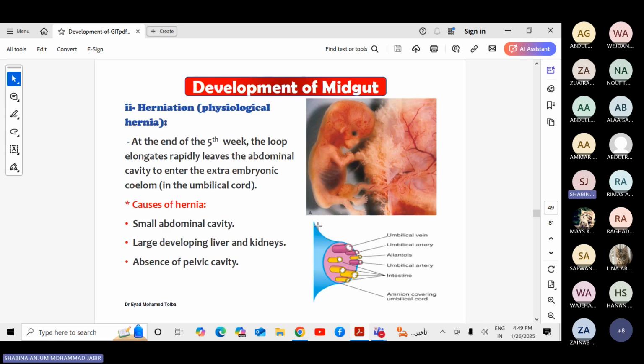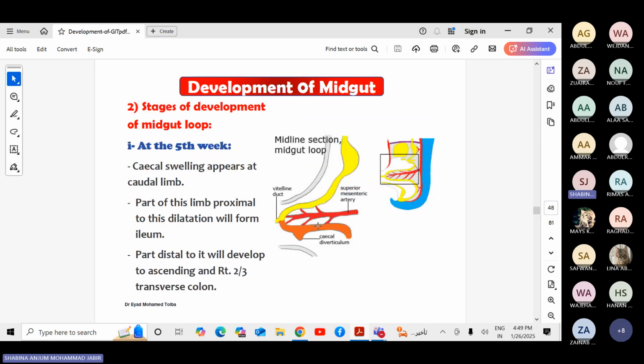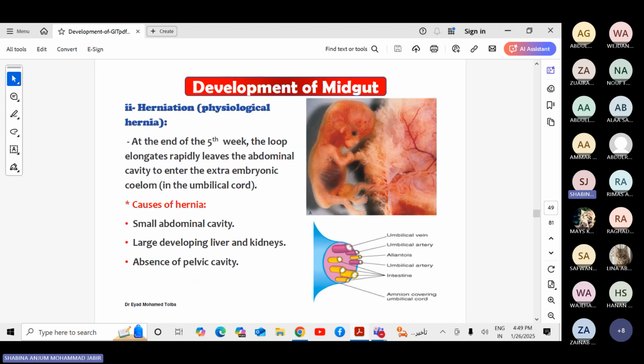So what will happen now? We are at the fifth week. At the fifth week, the fetus is hardly like this, where there is no pelvic cavity. Even the abdominal cavity is very small, and the liver and kidneys are larger in size. So this gut tube is also enlarging or lengthening in size.